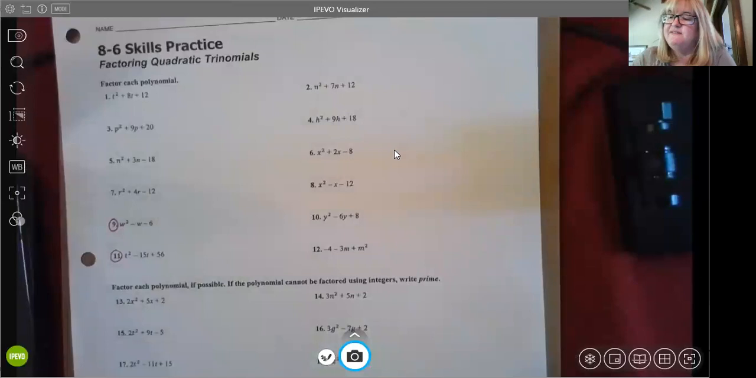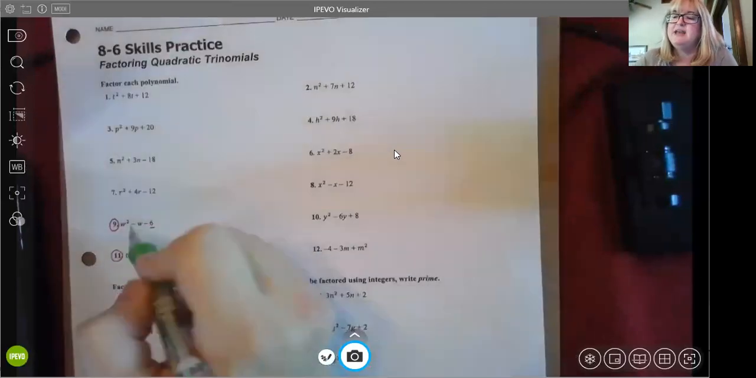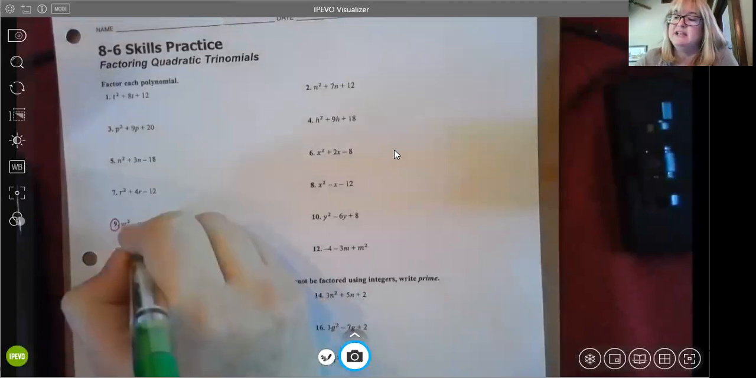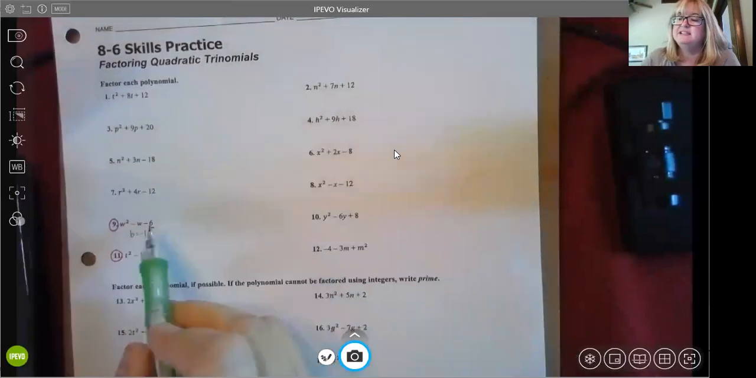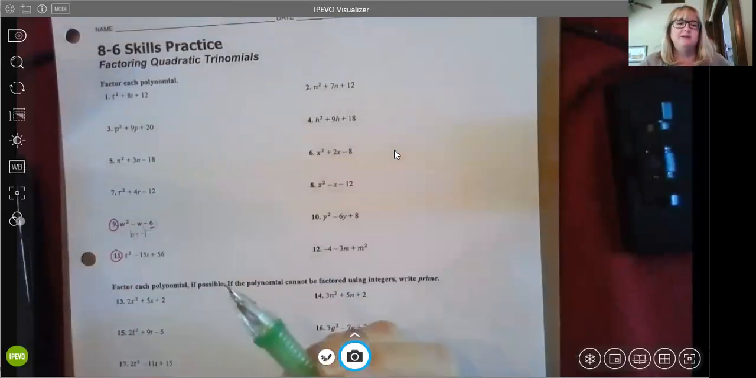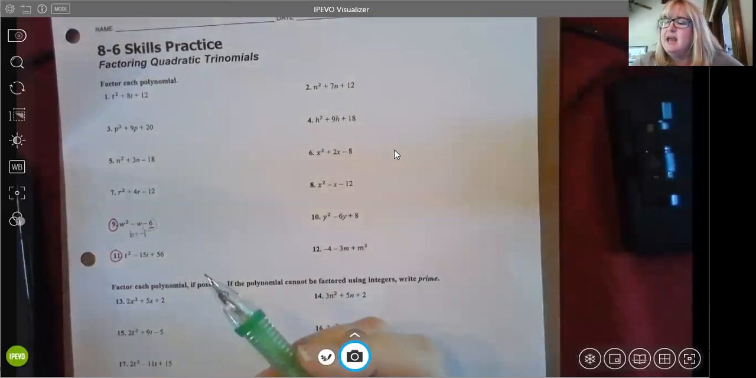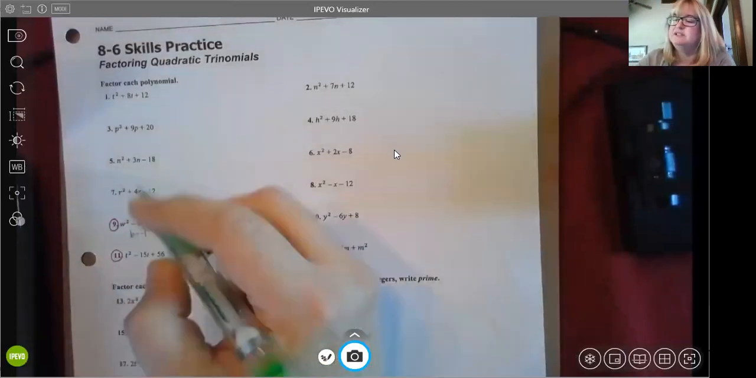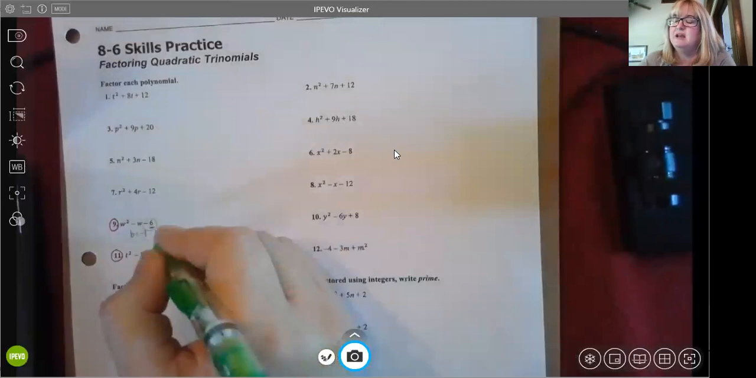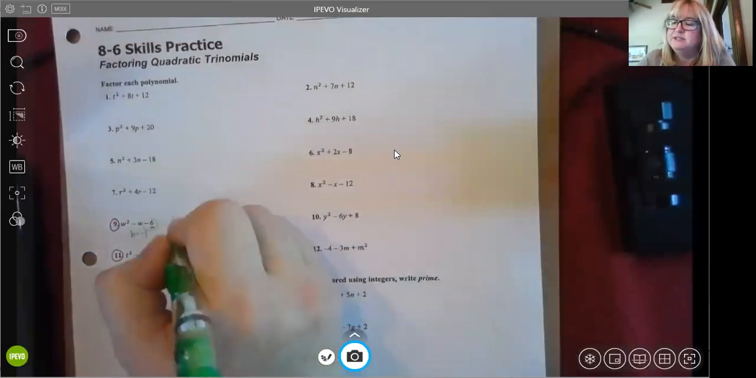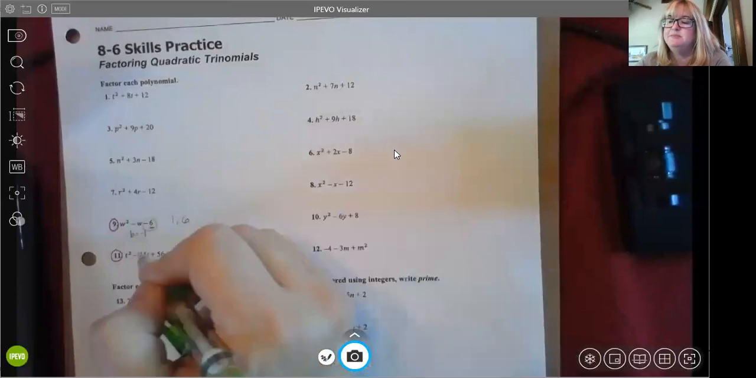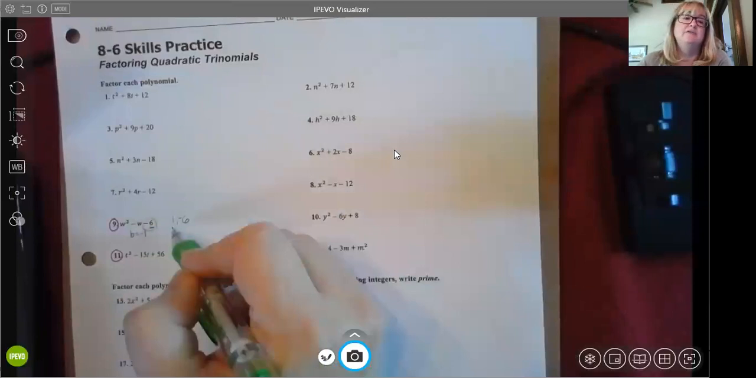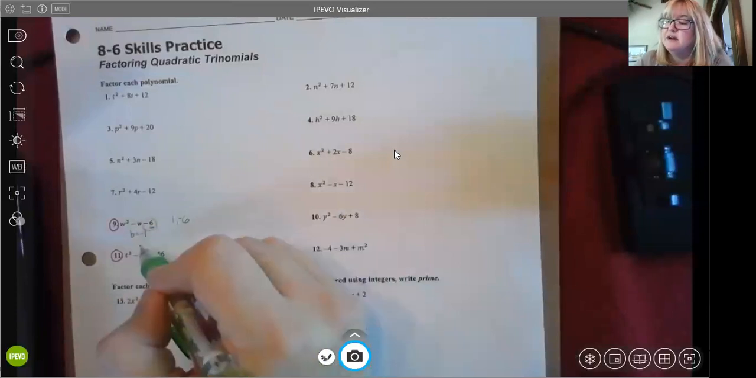Number 9, I need the factors of 6. Now B, there's no number there. So B is 1, but it is negative. B is -1. And C is positive, so I need both of my factors to have the same sign, and because B is negative, I need my bigger one to be negative. So what are the factors of 6 that give me -1? Well, 1 and 6, and because B is negative, the bigger one needs to be negative. If I put 1 plus -6, do I get -1? No, I get -5. So that's not going to work.